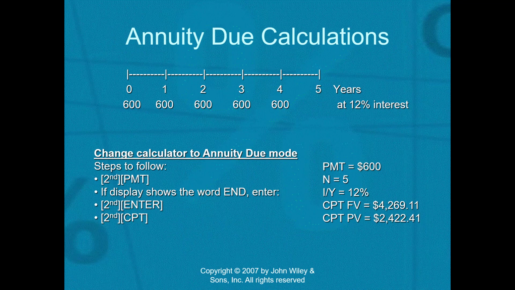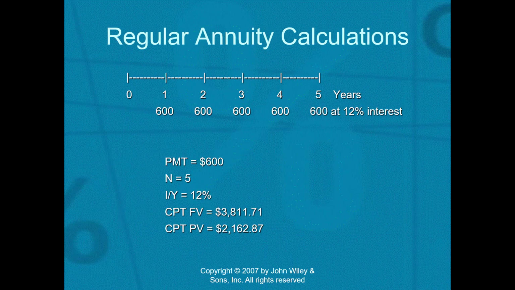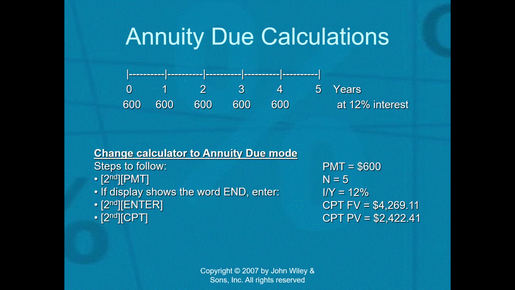Now, if we do this as an annuity due calculation, we're actually going to change our calculators, and we'll do the exact same calculation. As you see, the annuity due calculations are actually higher than a regular annuity. So the value of this, if it's a regular annuity, which means it's paid at the end of each year, is for future value 3811.71. For an annuity due, it's 4269.11.